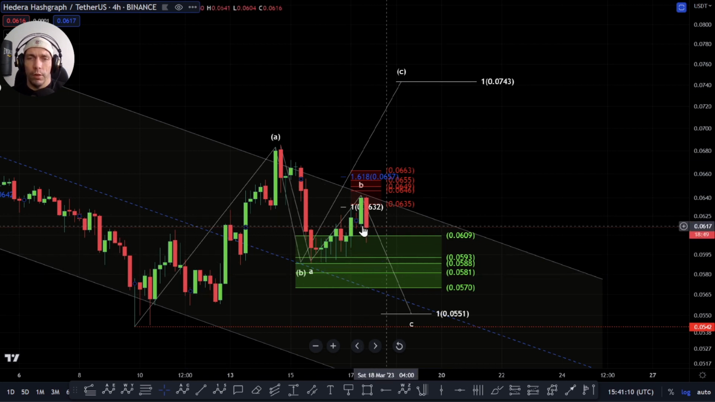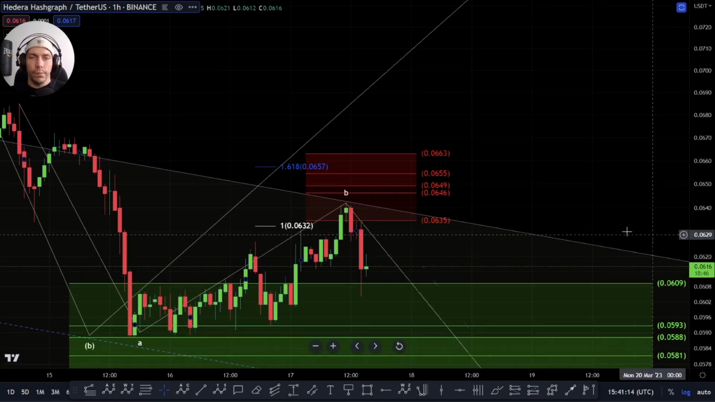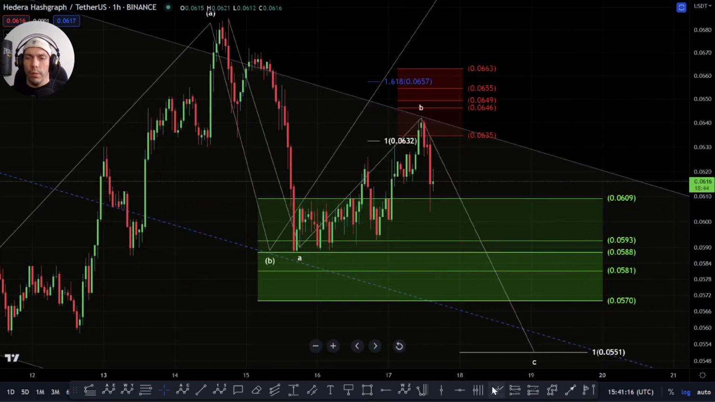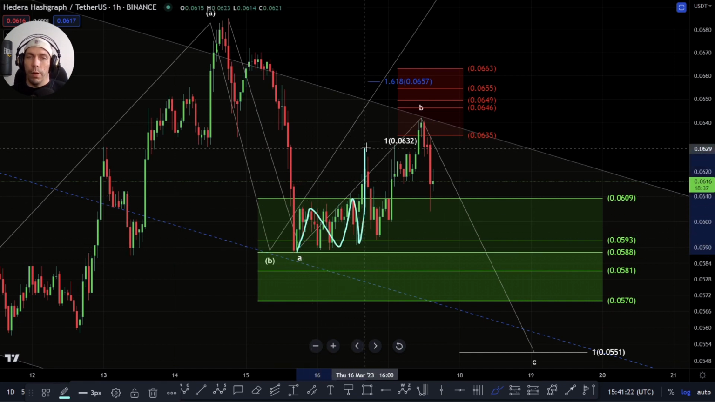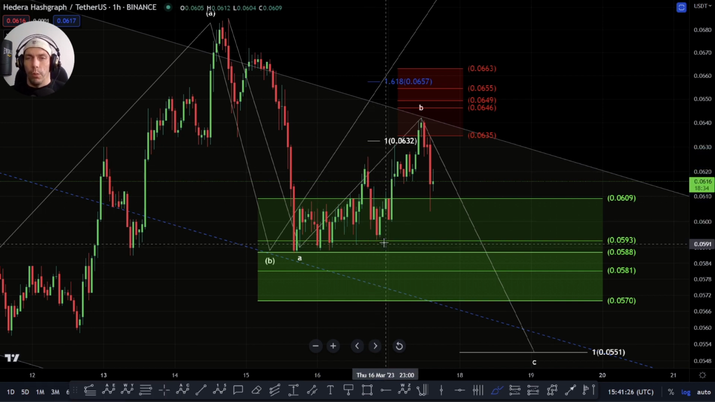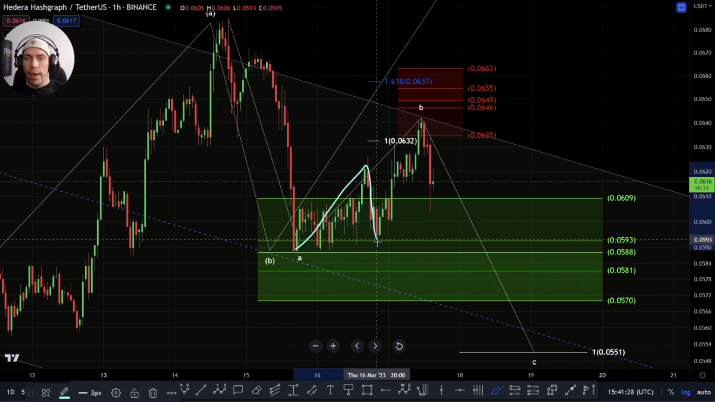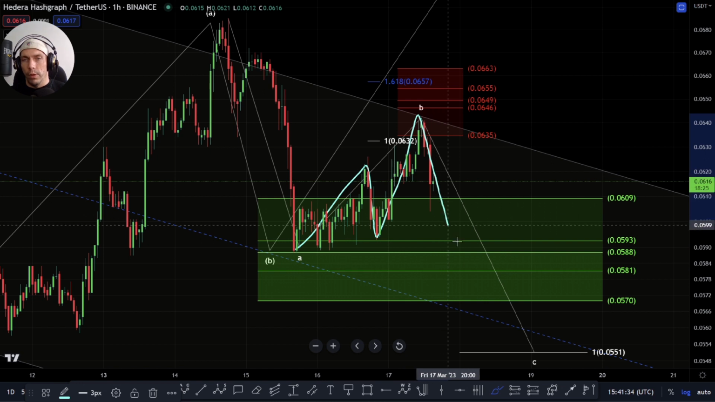The way I'm currently looking at this move over here, we've got two options for how we can look at it. Potentially, we can count this as a 1, 2, 3, 4, and a 5 as a diagonal, and then this could be a B wave or a wave 2. So this could actually just be A, B, and then C into this high, and that could be a completed corrective move. And then we could be looking to break down.